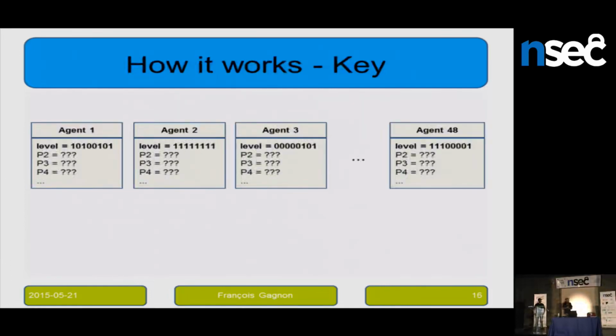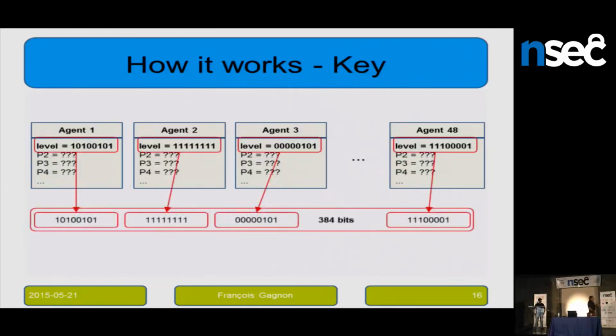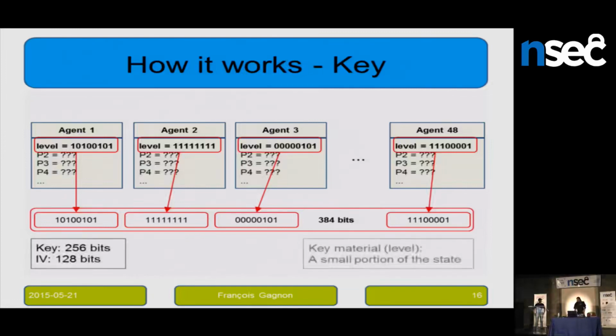So let's say we have a chaotic system which is built of 48 agents. Each agent has many properties. One of them we call the level, which is 8 bits. We'll take the level of each agent at a specific moment, and from that we'll derive key material. So for 48 agents, we will get 384 bits. With that, we can use a part for a key and a part for an IV. What's important in all this is that the key material is just a very, very small portion of the whole system. The agent has a level, but it has many other properties, and those properties are very important for the evolution of the system, but we don't use them for key material.